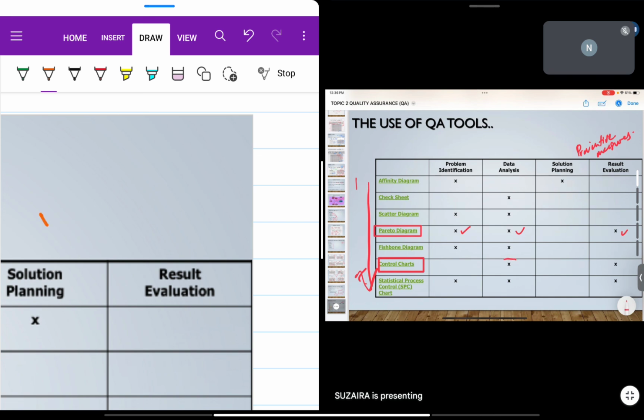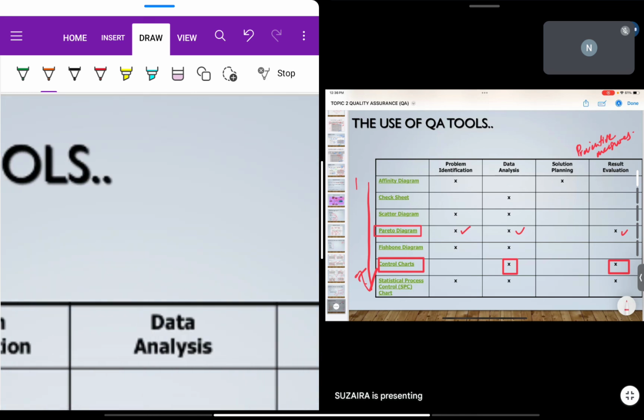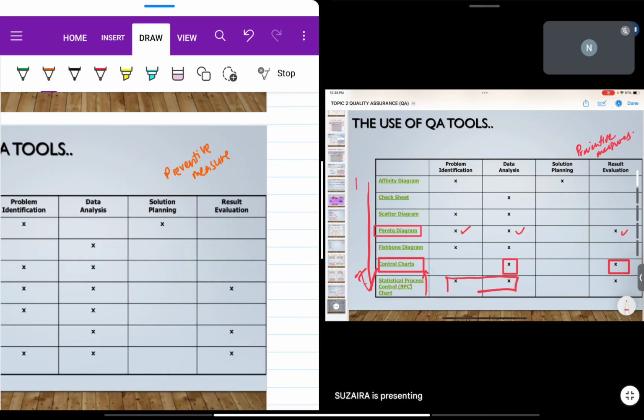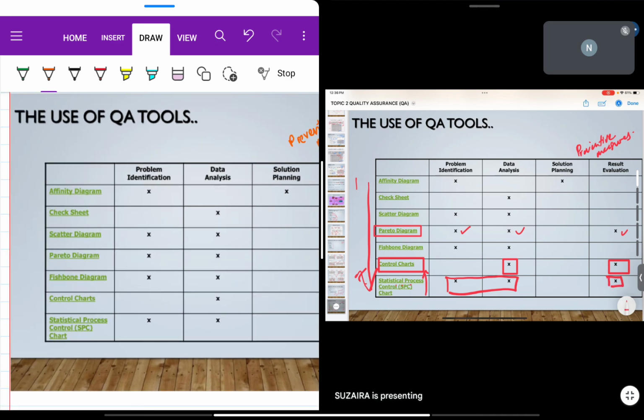And then control chart here, data analysis, because we want to calculate the trend, as well as what happened if we found that the finished product that we produce contains outliers. So what should we do? And the last one is statistical process control, which originally comes from the control chart. So they are more or less similar to the Pareto diagram and also the control chart. So that one would be the tools for the QA.